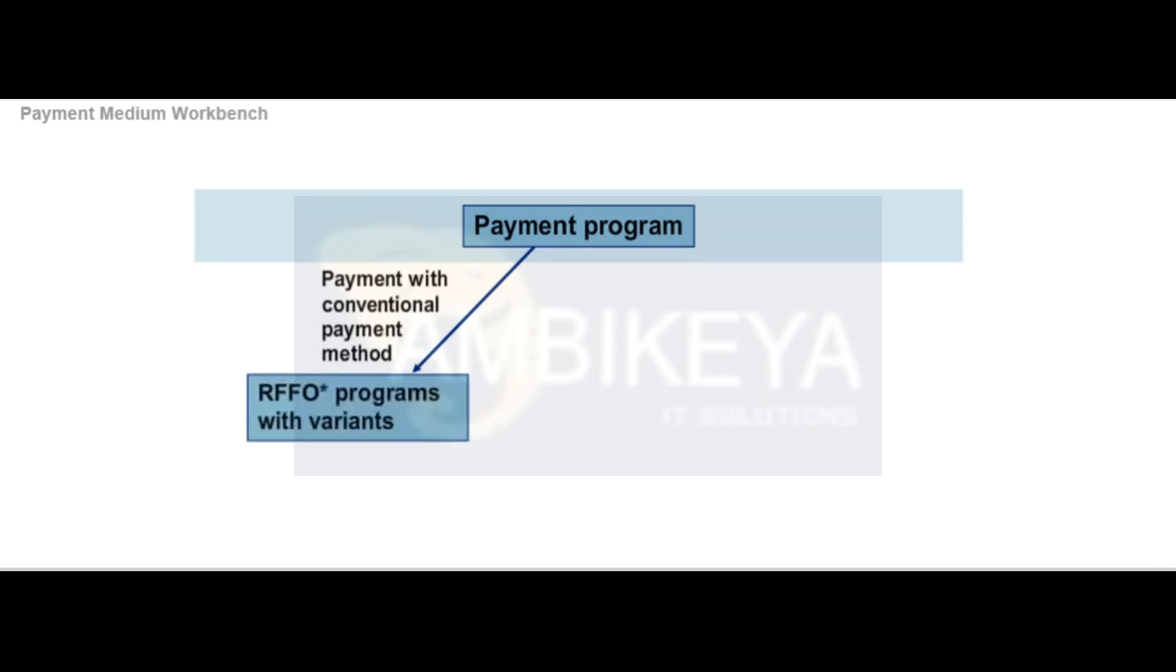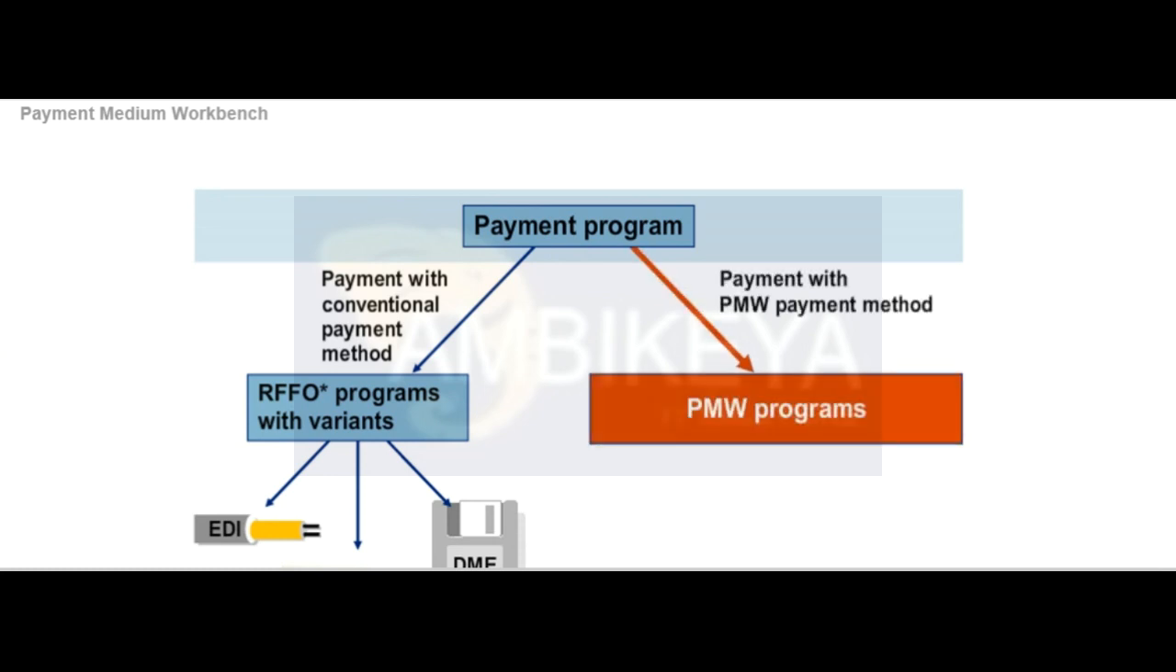The assigned RFFO program starts with the variance defined in the payment run in one of the standard payment methods. Then, the program generates the payment media and the advice notes. The new PMW programs are launched using the new PMW payment method.